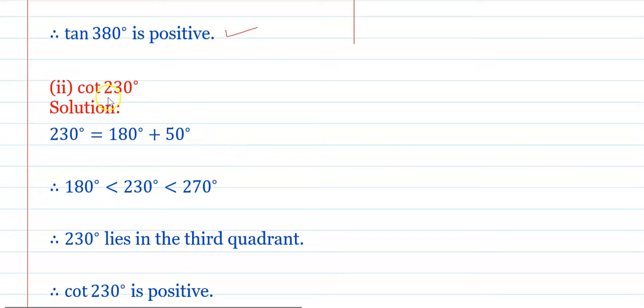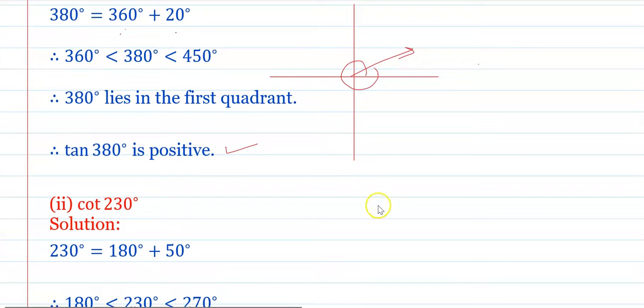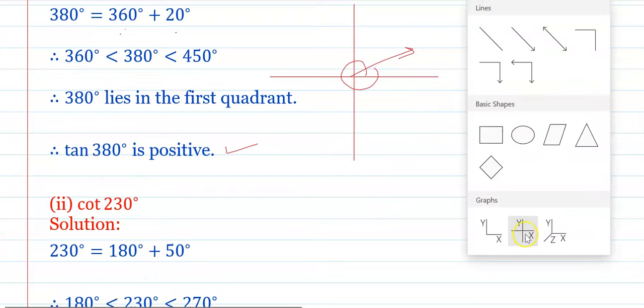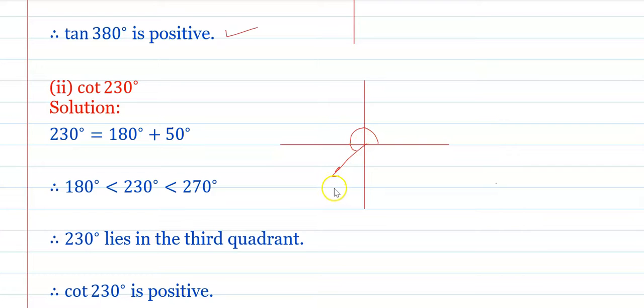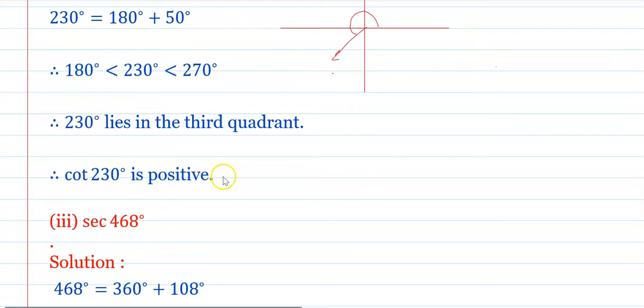Cot of 230. Here again, I will draw. This will be 180 and there is 230. It lies in the third quadrant. In the third quadrant, cot is positive as tan is also positive, and hence cot of 230 is positive.